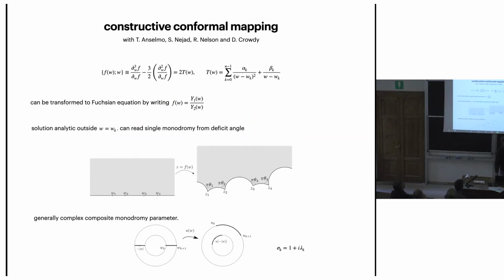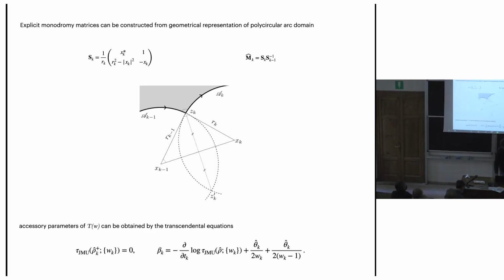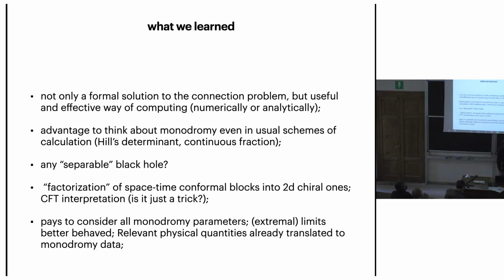You can think of this as a generalization of what we've done. Mathematically speaking, there is nothing that prevents us from constructing the same thing for a larger number of points, and this has an application in conformal maps. So let me just jump to the conclusion: what I hope we learned.